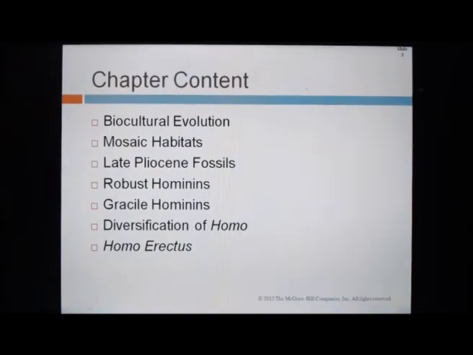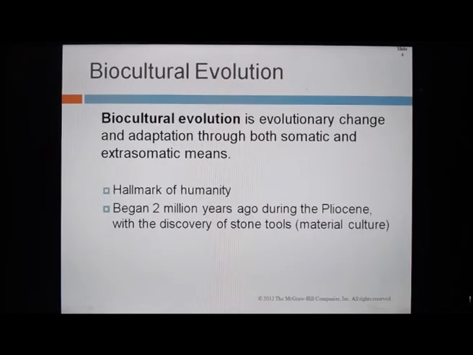We're going to look at biocultural evolution. I have been talking about that all semester. The mosaic of habitats, you saw part of that in the first film, Becoming Human, The First Steps. We're going to look at the late Pliocene, which would be about 2 million years ago. Robust hominids, gracile hominids, diversification of and Homo erectus. Let's take a look.